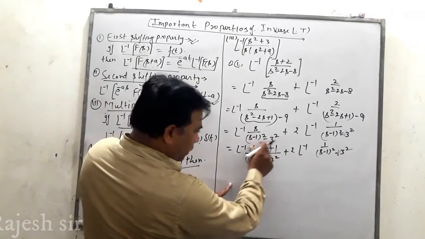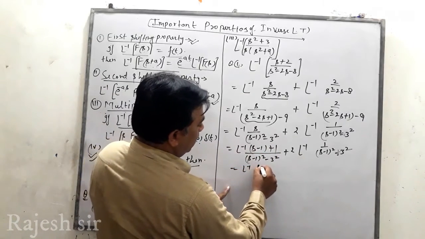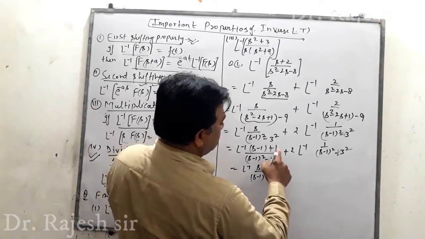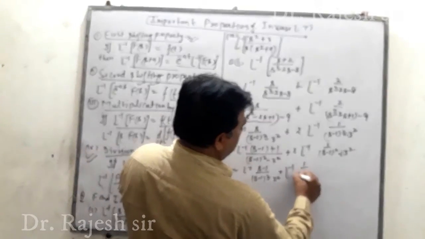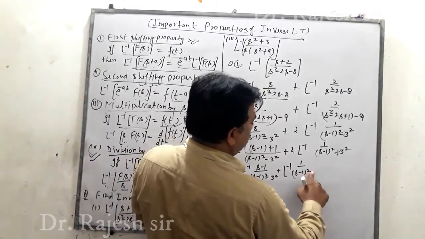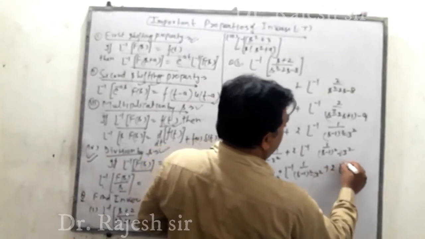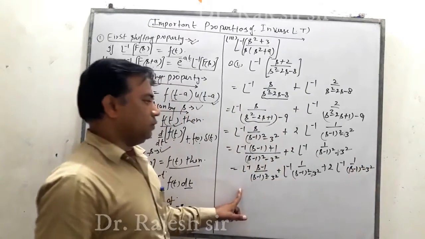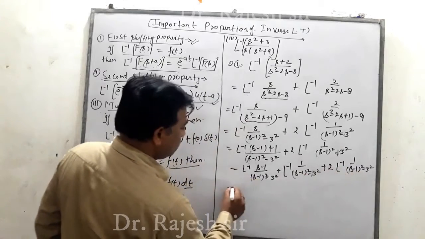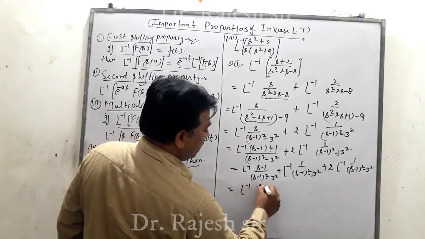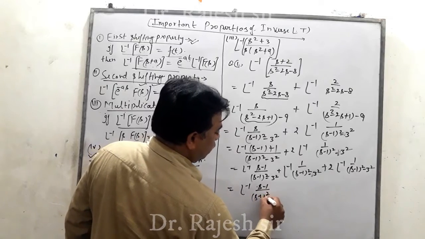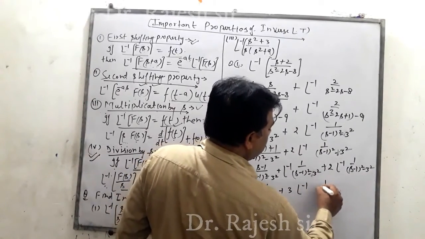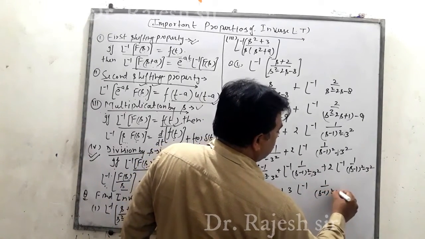You can see it separates again: L inverse of (s minus 1) upon ((s minus 1) whole square minus 3 square), plus L inverse of 1 upon ((s minus 1) whole square minus 3 square), plus 2 L inverse of 1 upon ((s minus 1) whole square minus 3 square). The values are: L inverse of (s minus 1) upon ((s minus 1) whole square minus 3 square), plus 1 or 2, that is 3, L inverse of 1 upon ((s minus 1) whole square minus 3 square).